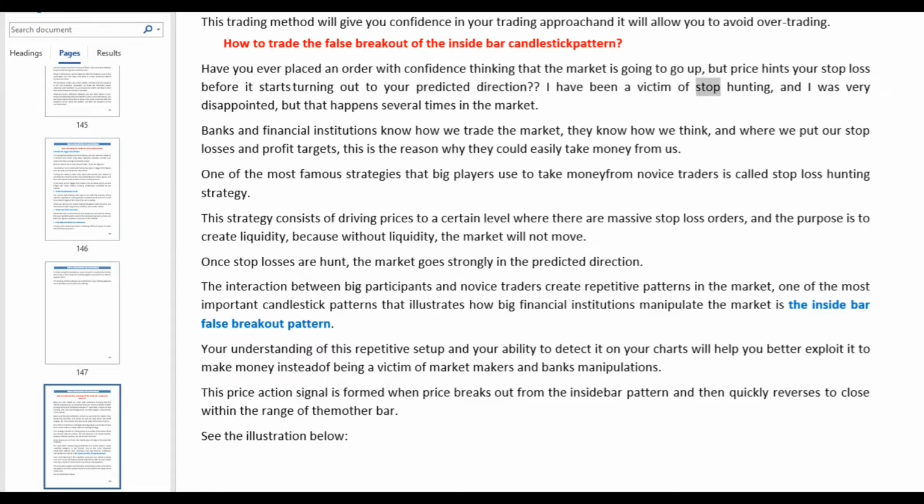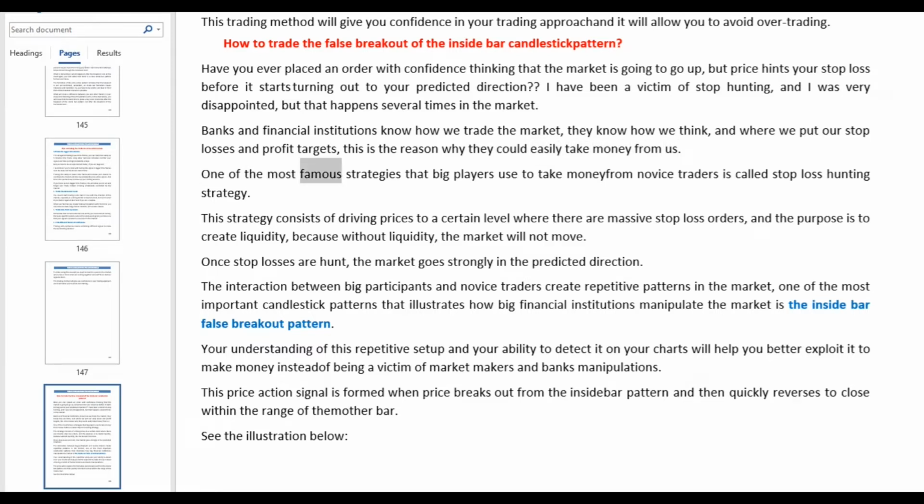I have been a victim of stop hunting, and I was very disappointed, but that happens several times in the market. Banks and financial institutions know how we trade the market, they know how we think, and where we put our stop losses and profit targets. This is the reason why they could easily take money from us.